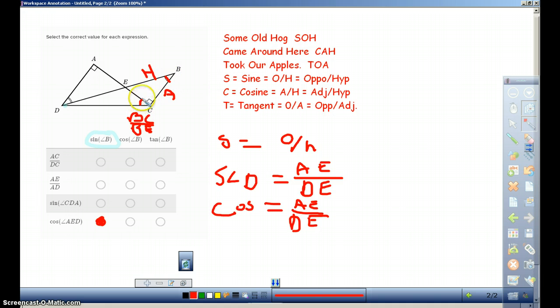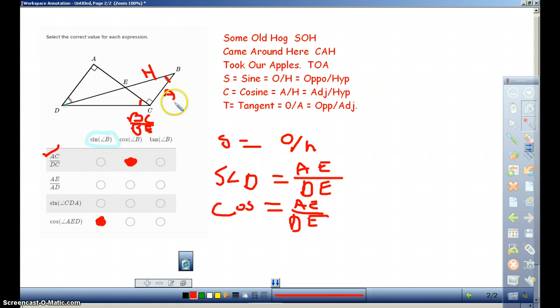So what's the cosine of this angle again? Well, it's the adjacent side, AC, right there, over the hypotenuse, DC. So this one matches right here. Okay. Ooh, these are kind of tough to see. I know they are. Okay, next one.